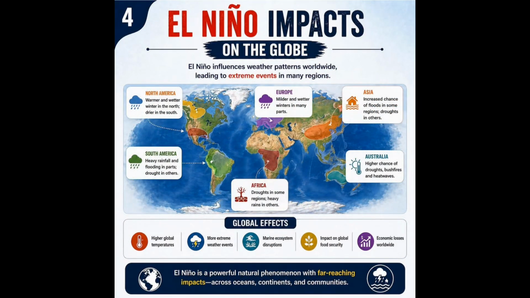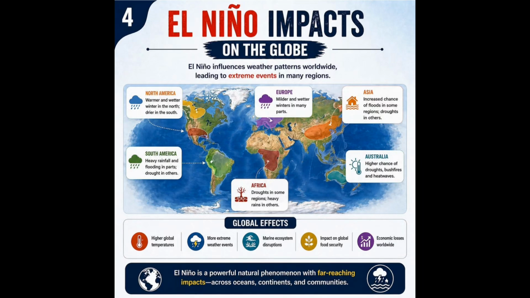El Nino impacts. El Nino influences weather patterns worldwide, leading to extreme events in many regions. North America. Warmer and wetter winter in the north, drier in the south. South America. Heavy rainfall and flooding in parts, drought in others. Europe. Milder and wetter winters in many parts. Asia. Increased chance of floods in some regions, droughts in others.